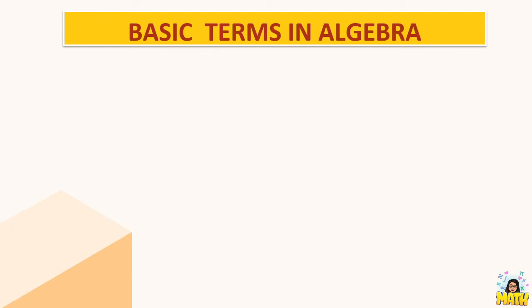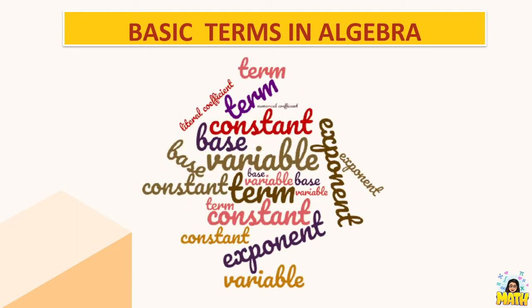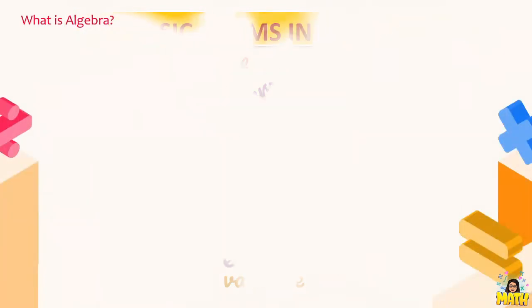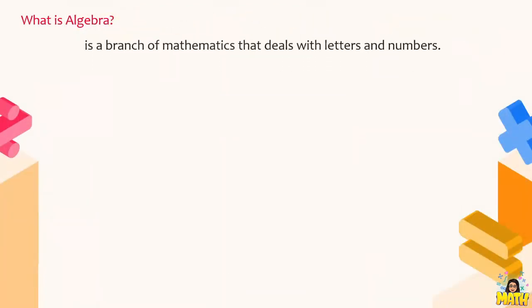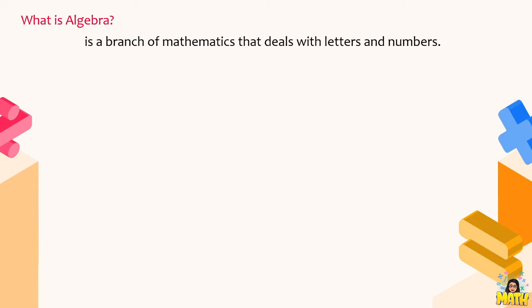So, what are the basic terms in algebra? Ito yung mga words na lagi nyong makikita or may encounter when we discuss algebra, just like constant, base, variable, term, exponent, literal coefficient, etc. So what is algebra? Algebra is a branch of mathematics that deals with letters and numbers.